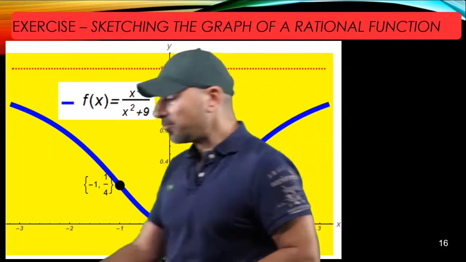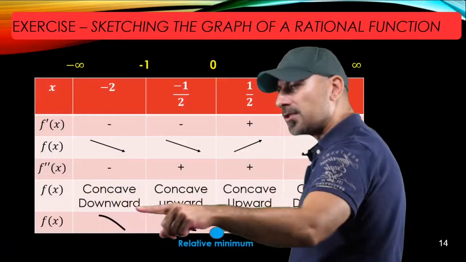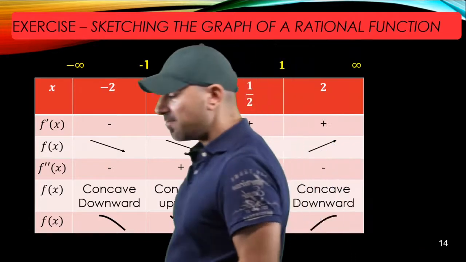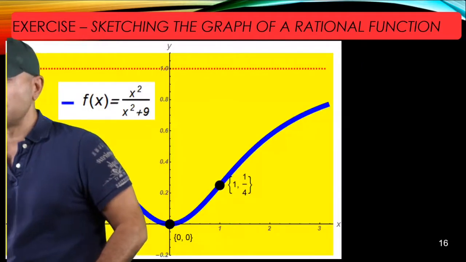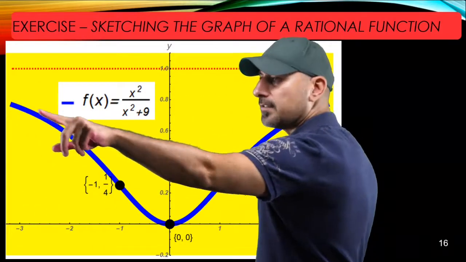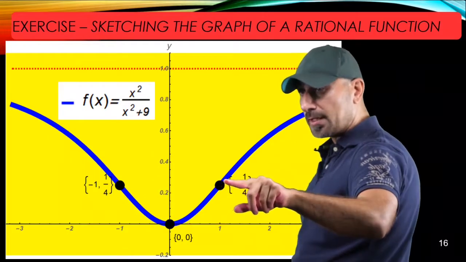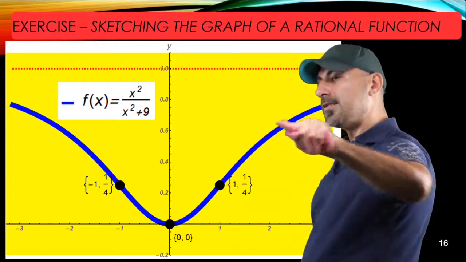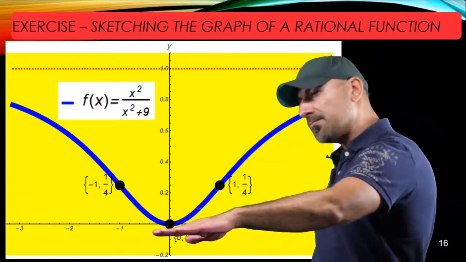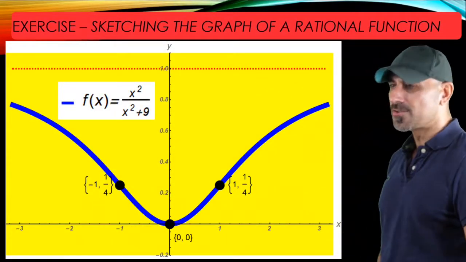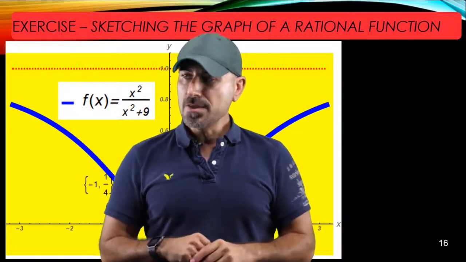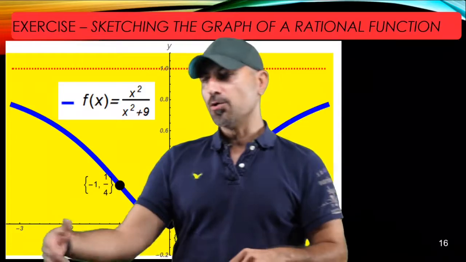And just matching with the table, downward, upward, upward and downward behavior. Here we go. We just observe all of them, in fact, here. Concave downward and upward all the way between two inflection points, and then concave downward here. There's only one relative minimum value happening at x equals 0. The function values approach 1 as x approaches infinity or minus infinity.